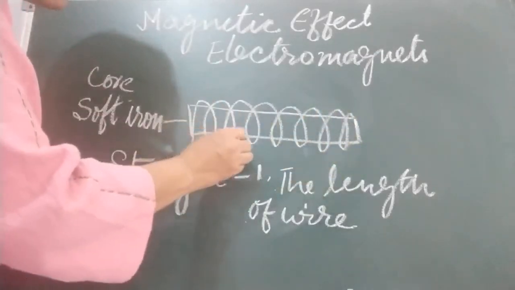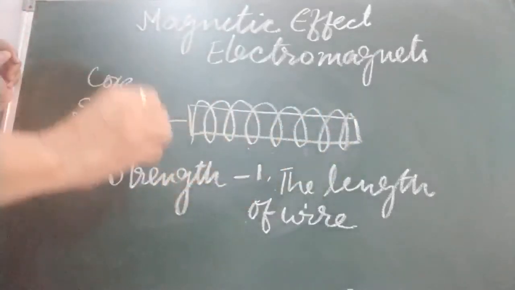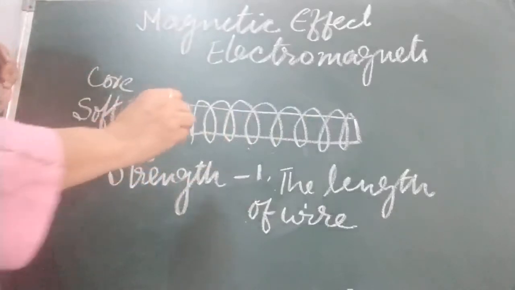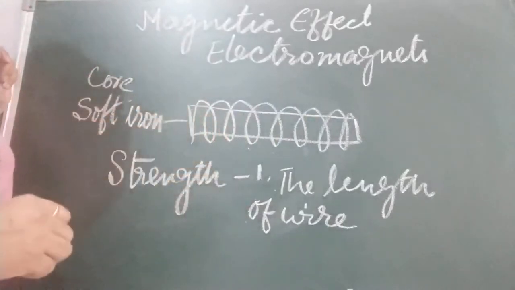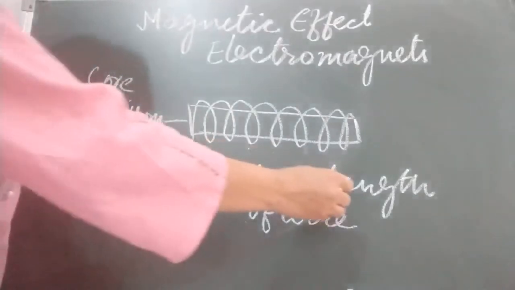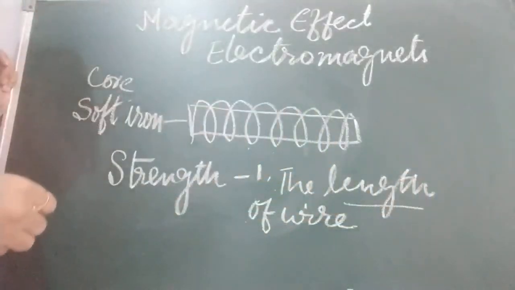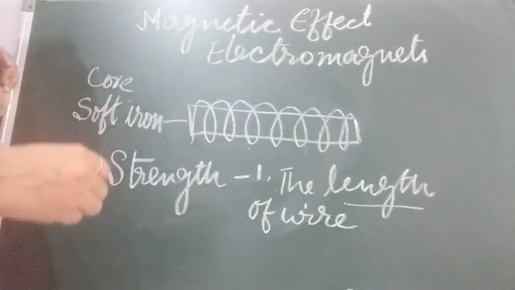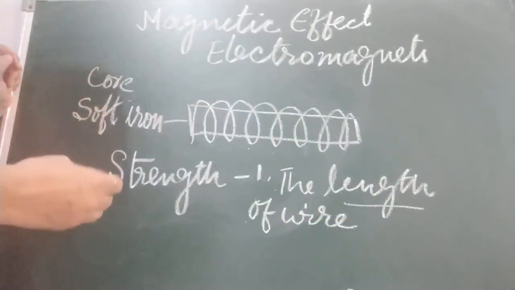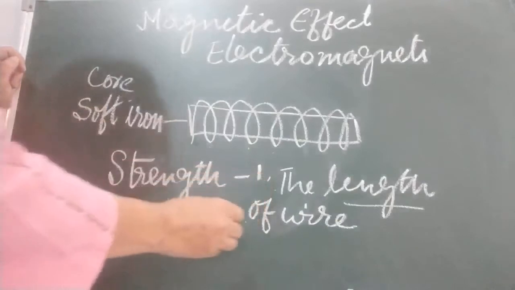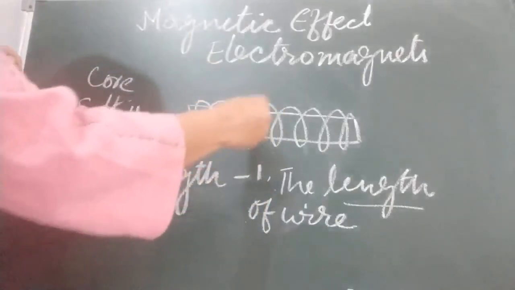These are the number of turns. The strength of the electromagnet depends on the number of turns. Number of turns means if length is more, then the number of turns would be more. So the strength of the magnet first depends on what? The length of wire or number of loops.